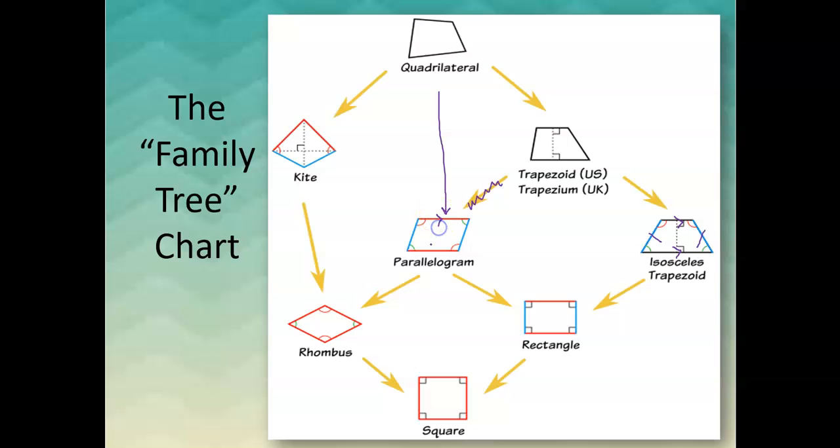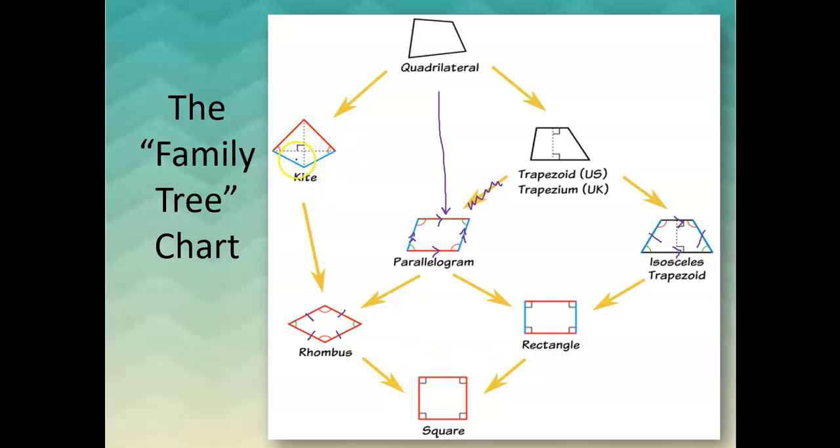Parallelogram, we've said, has two sets of parallel sides, so 1 and 2. And a parallelogram can be further broken down into a rectangle, which has four 90-degree angles, or a rhombus, which has all sides the same, but not 90-degree angles, and a square, which has both the 90-degree angles of a rectangle and all sides the same like a rhombus.